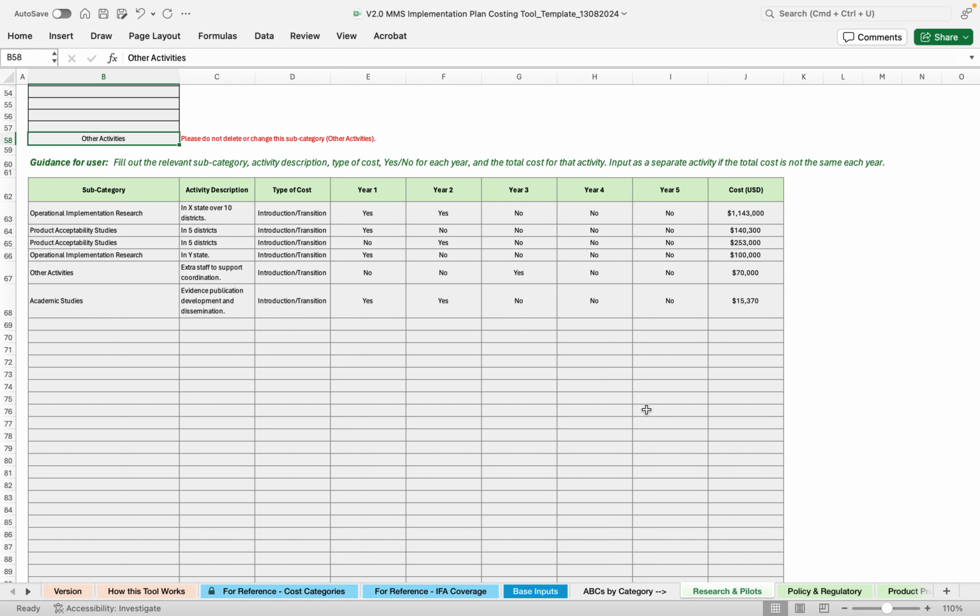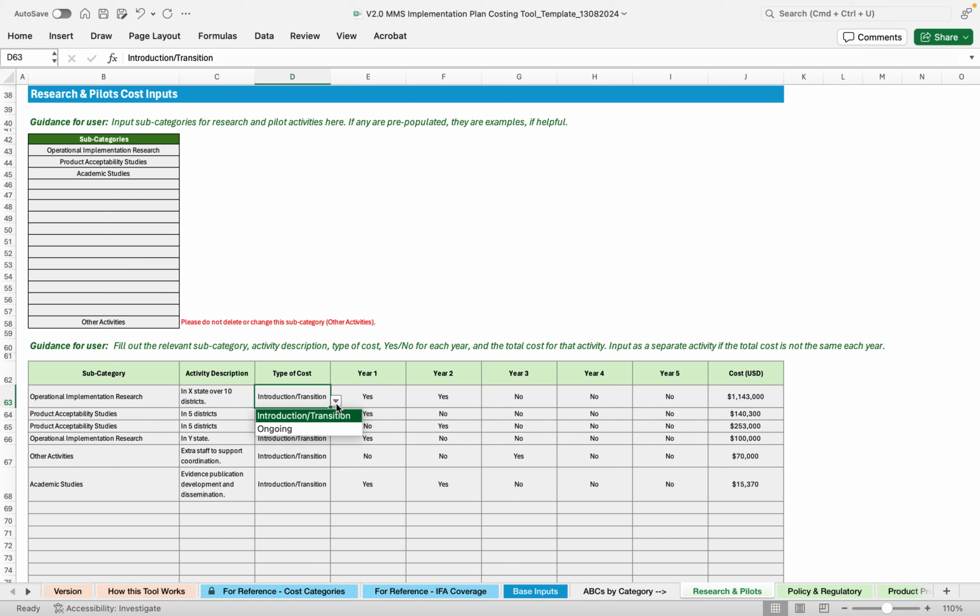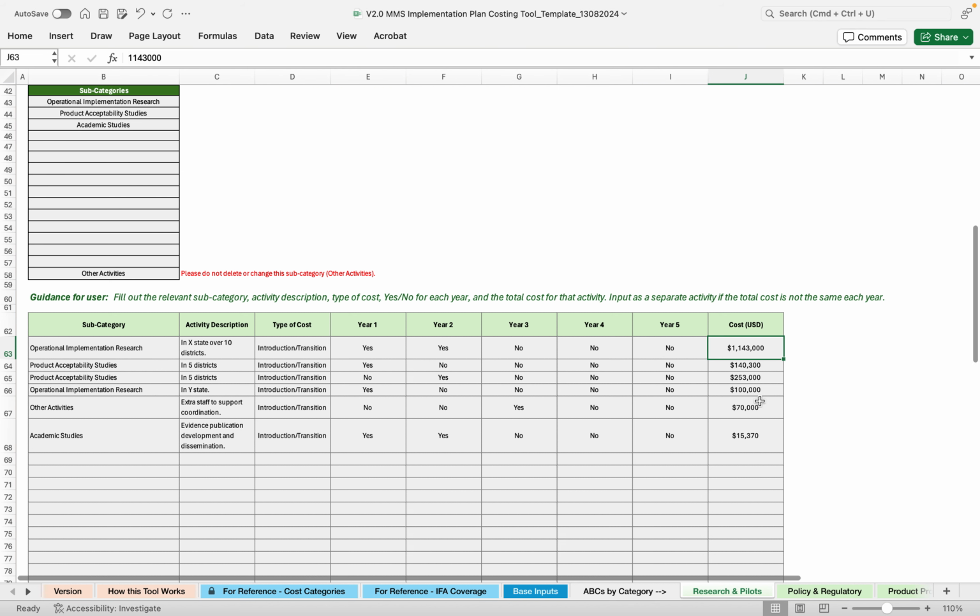This table is where you fill out the activities that fit under this cost category, under research and pilots, for example, and it's structured similar to a work plan. You select the subcategory that is pulled from what you enter above. You type in your activity description based on what the activity is, select what type of cost it is, and then yes or no for which years it's applicable in. And then you enter the total cost for that activity.